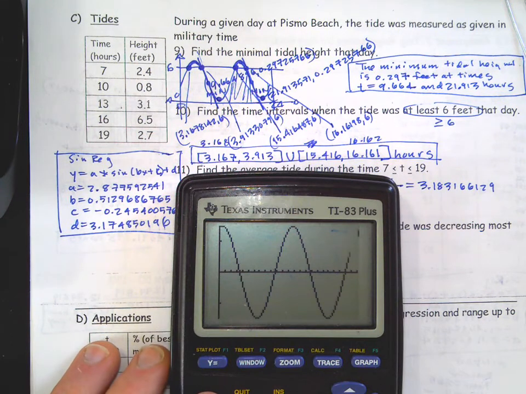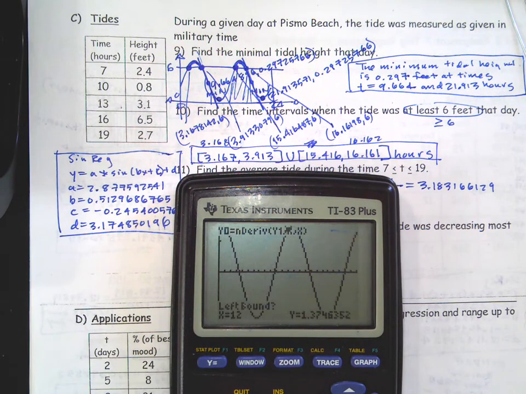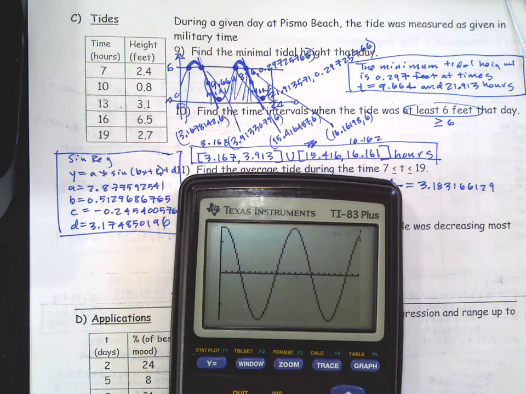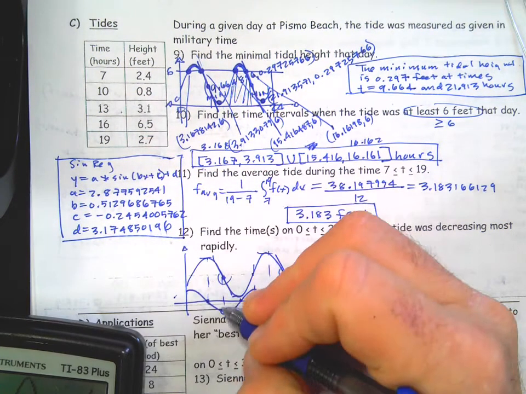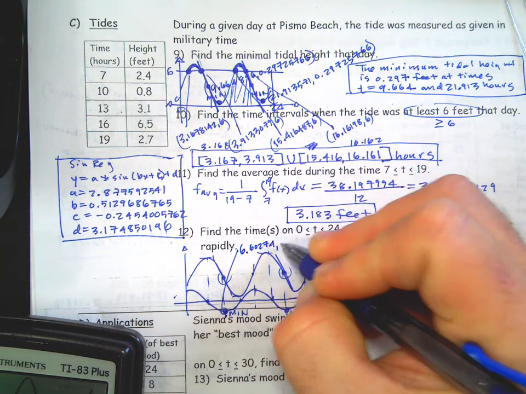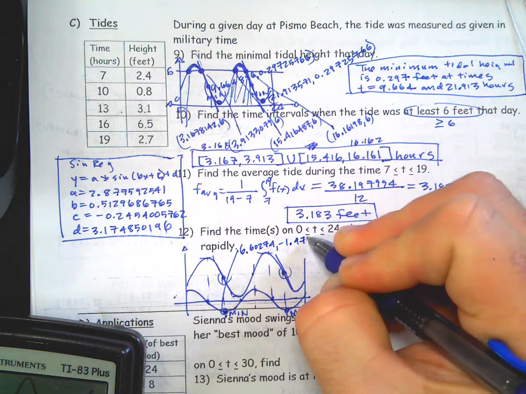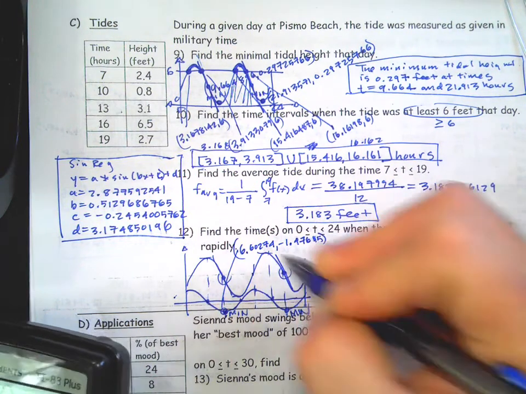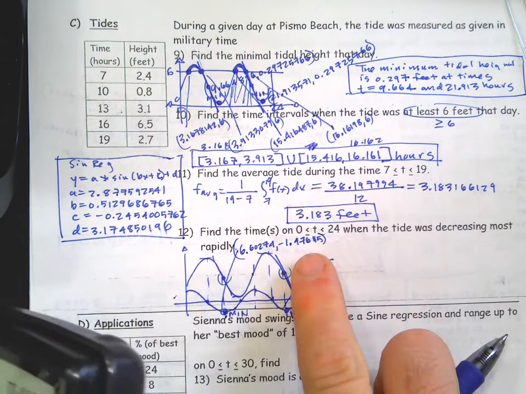So let's find those. Second calc min. This is 12. That one looks like it's around 6. So I'm going to say, let's do 4 to 8, guess 6. It's thinking. Everything takes a little longer. Okay, so let's write that down. That's 6.60274, comma, negative 1.476115. And then this one should probably have the same y value.